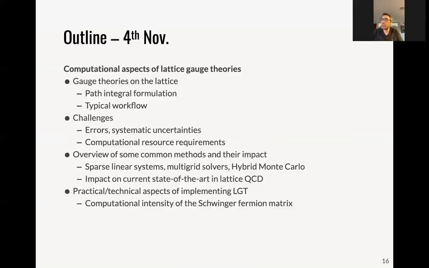Then I'll talk a bit about the challenges, which will include things like errors and systematic uncertainties, and say a few things about computational resources required to do simulations of lattice gauge theories, just to give you an idea of the scale of these kinds of calculations. Then I will overview some common methods used in the field and their impact: sparse linear solvers, multigrid solvers, and hybrid Monte Carlo, mostly descriptively at this point, and how they have impacted the current state of the art in lattice QCD in terms of resource requirements.